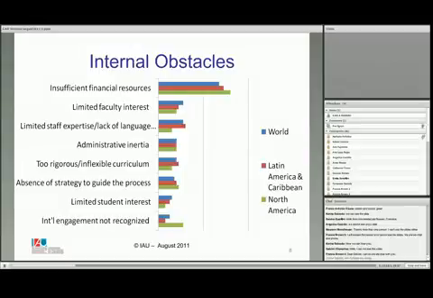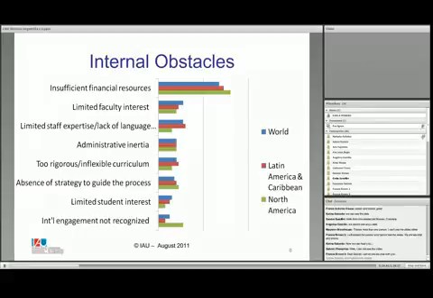We asked universities what stopped them from being more international, or what were the most important internal obstacles to internationalization. Here you can see that globally and in each of the two regions, insufficient financial resources were by far the most important obstacle. Where things become interesting is below that first obstacle. I think that financial resources were, in a way, expected to come out at the top. But when we look below that, look at the deviations from the aggregate.